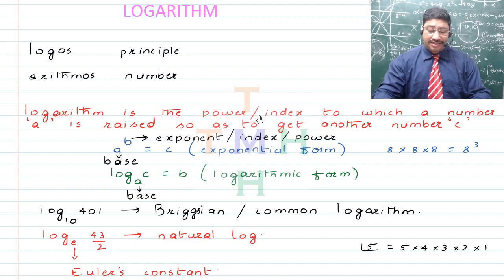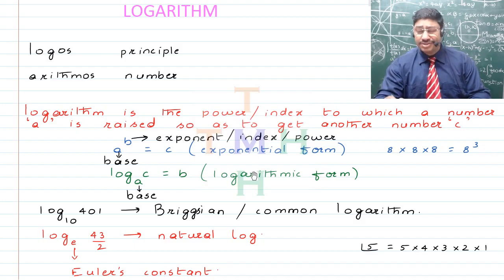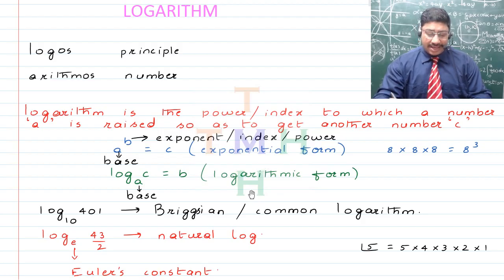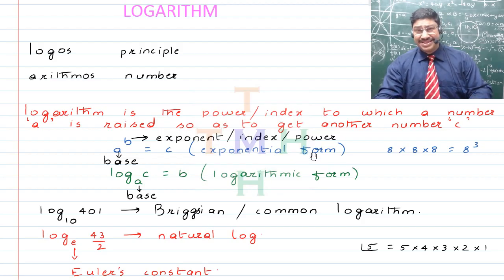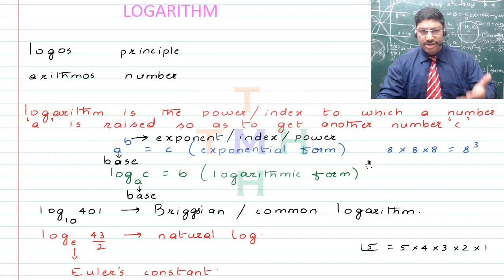So I'm sure this definition would have made more sense now, and you've been able to understand what a logarithm is. Another way of thinking about it is that the logarithmic form is one of the ways in which you can write a number, and the exponential form is another way of writing a number.